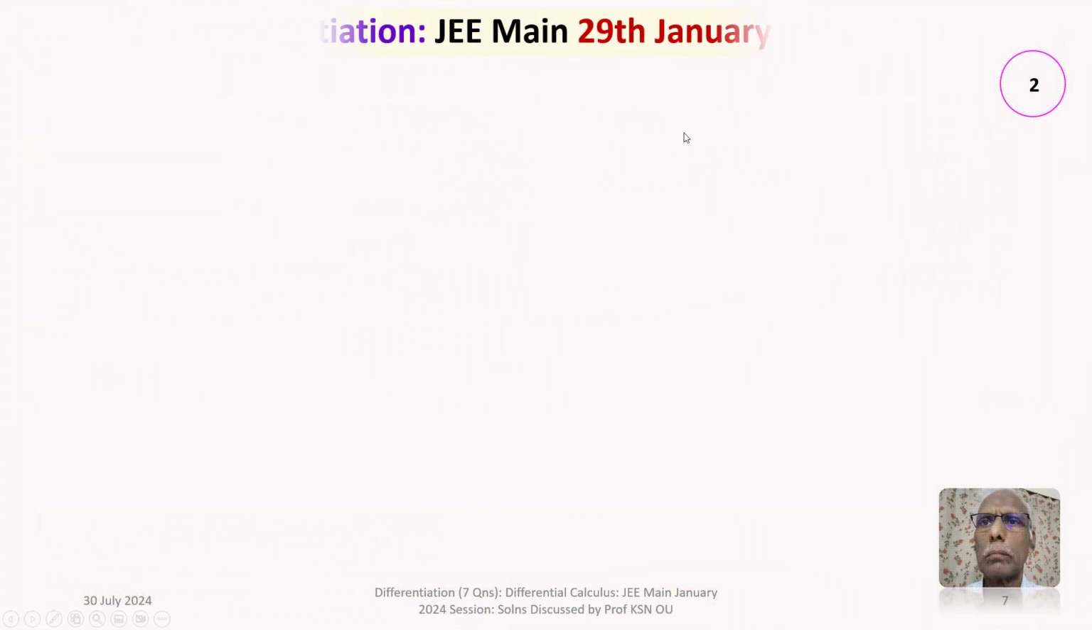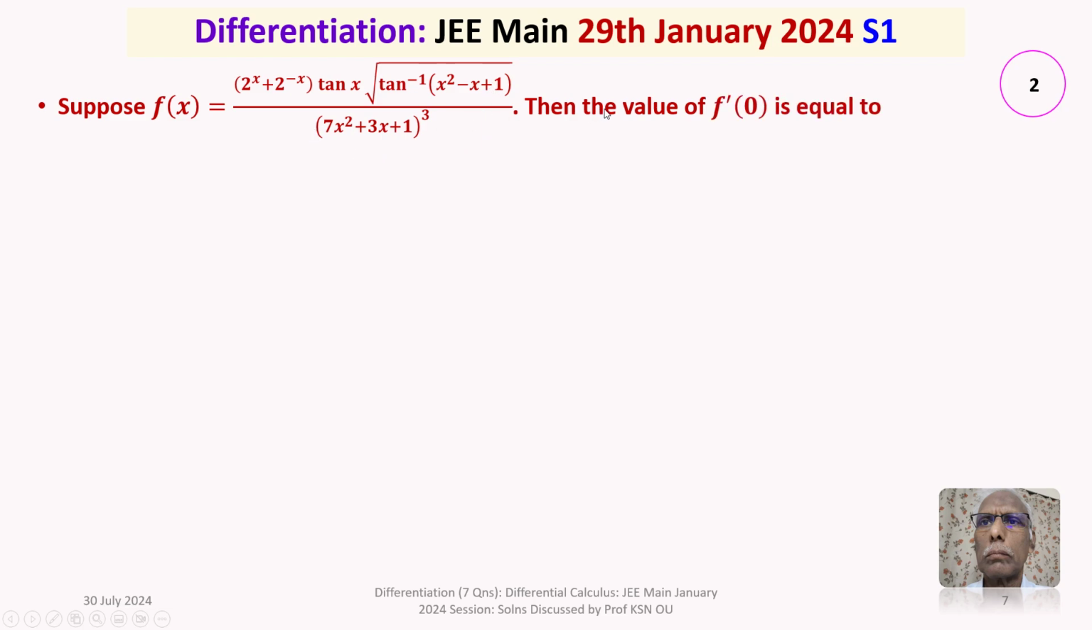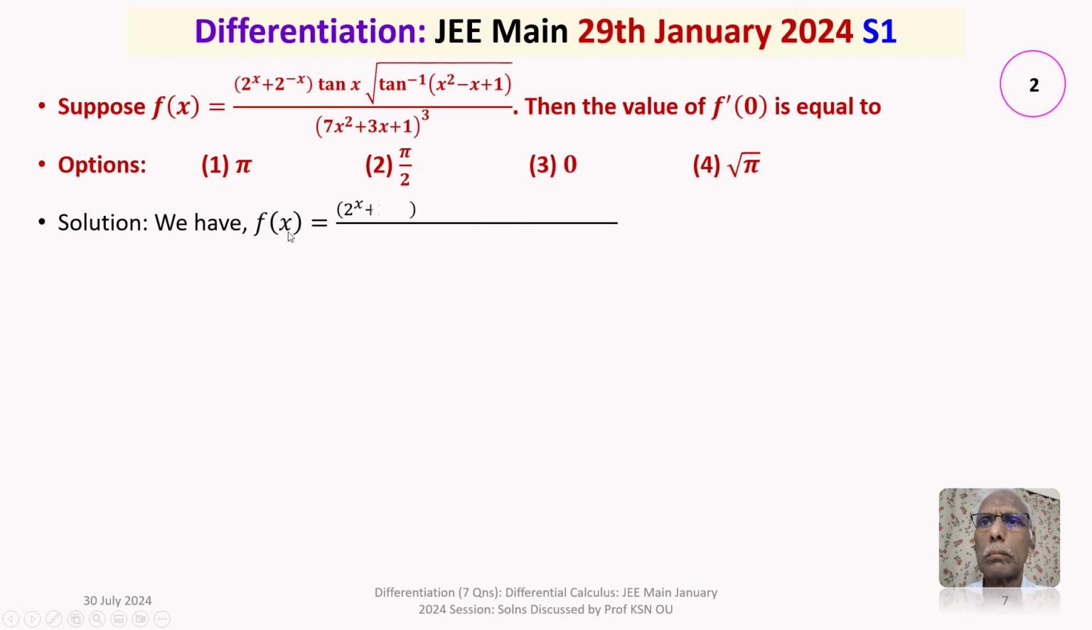This question has appeared in the 29th January 2024 in the first shift. The given question is, suppose f of x is equal to this whole expression. Then the value of f prime 0 is equal to, we are given 4 options, right? So it's again a very simple and straightforward question. We have f of x, write down all this.